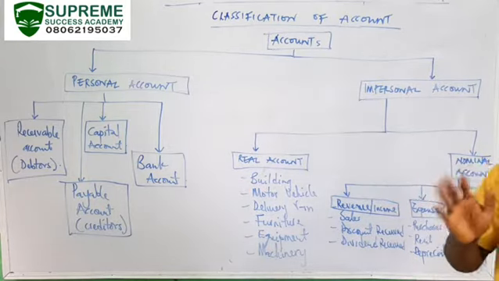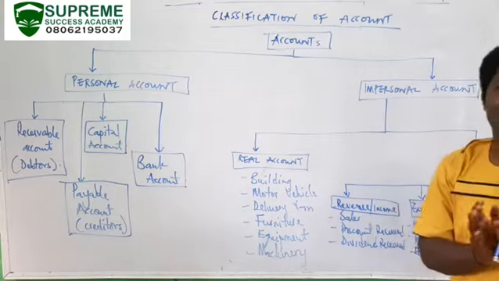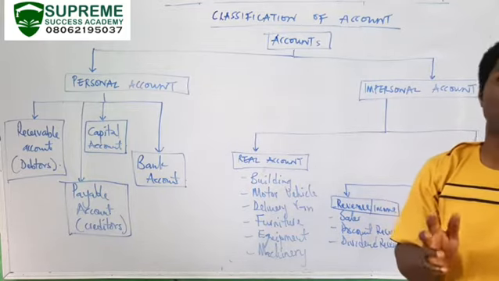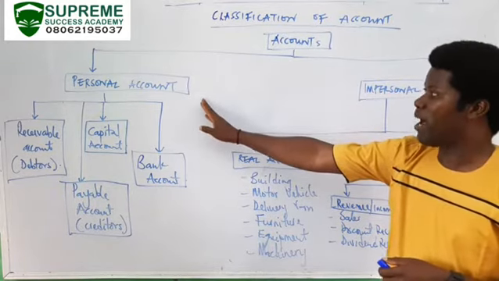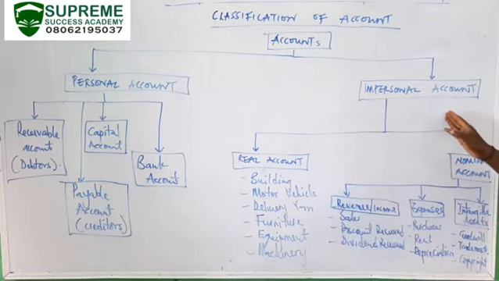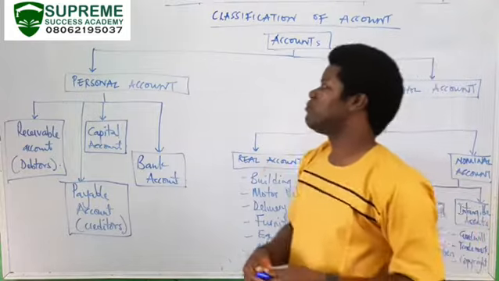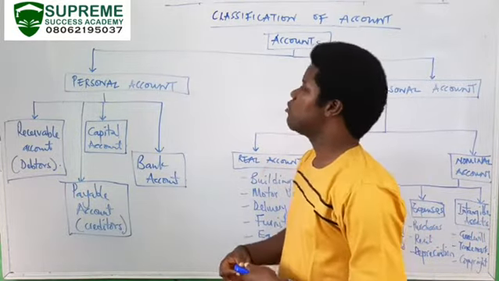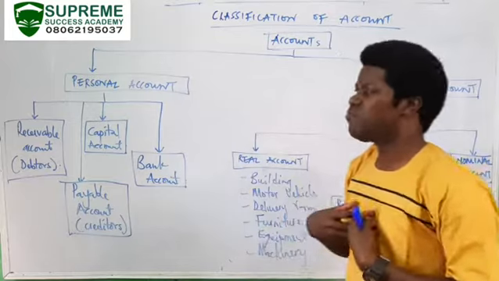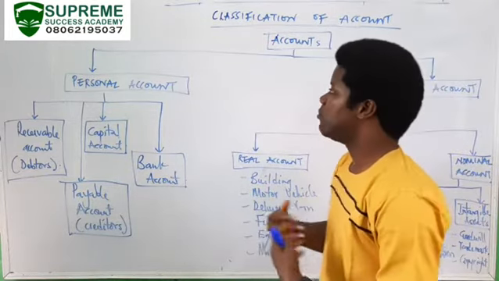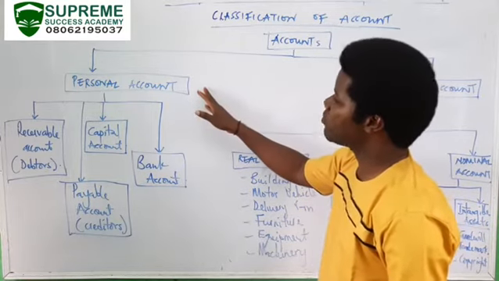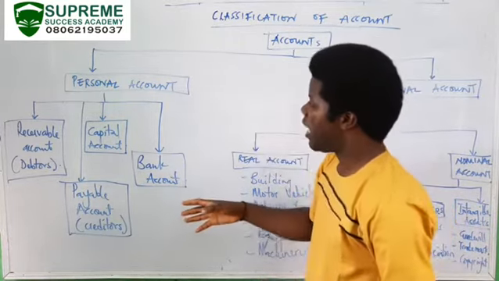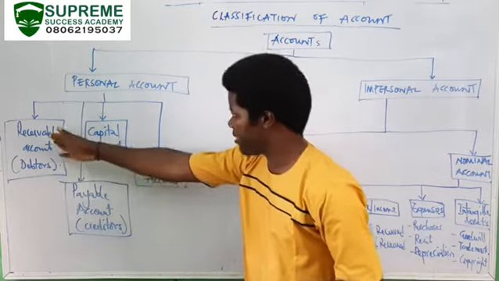all about. Basically, from this diagram, we see that accounts are divided into two major parts. We have the personal account on one part here, and we have the impersonal account on the other aspect. Let's start with the personal account. When we say personal account, we are dealing with accounts that deal with persons, individuals, owners, or even managers. Under that personal account, we have accounts of debtors, that is receivable accounts.